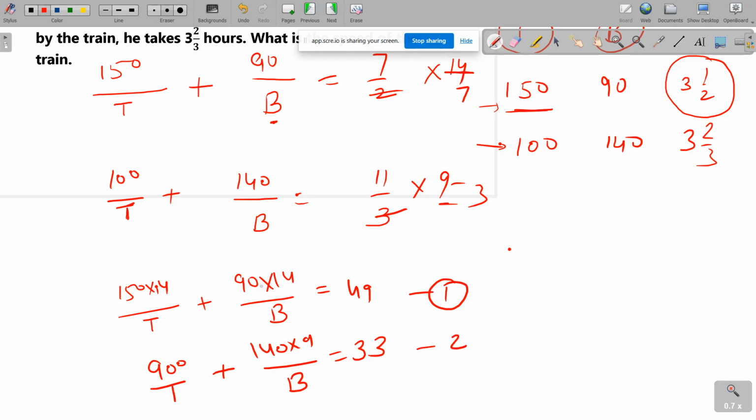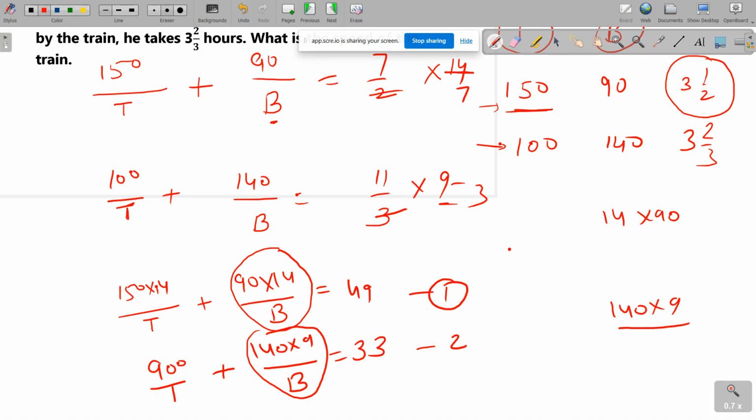So we did calculate equation number two. Now we know the value here with respect to b and the value here. It is the same, right? If we write 14 into 90, or if we write 140 into 9, it is the same, right?